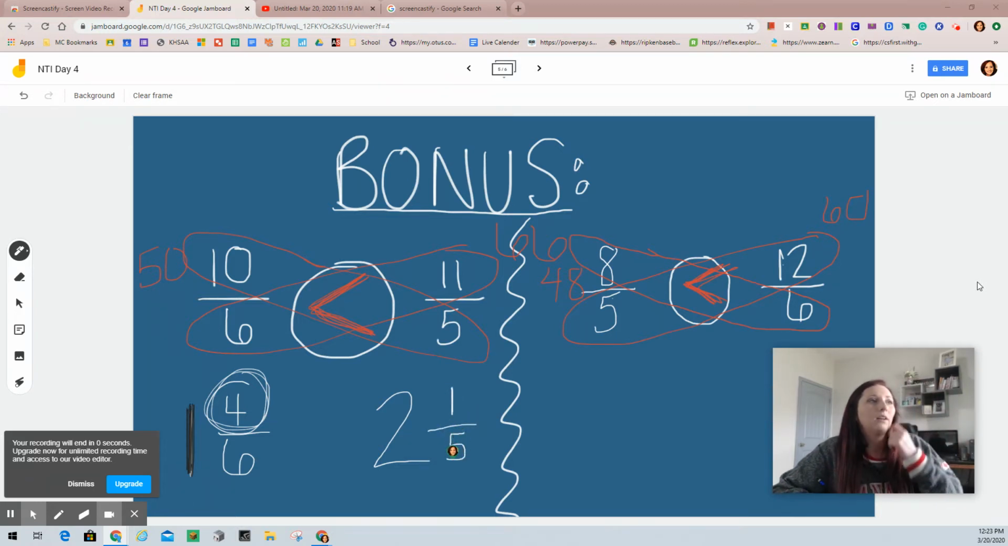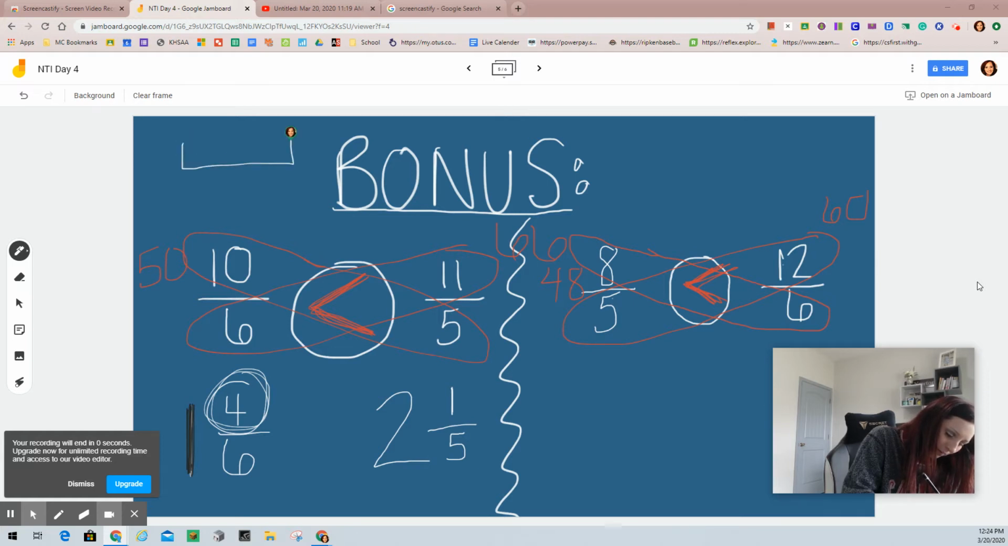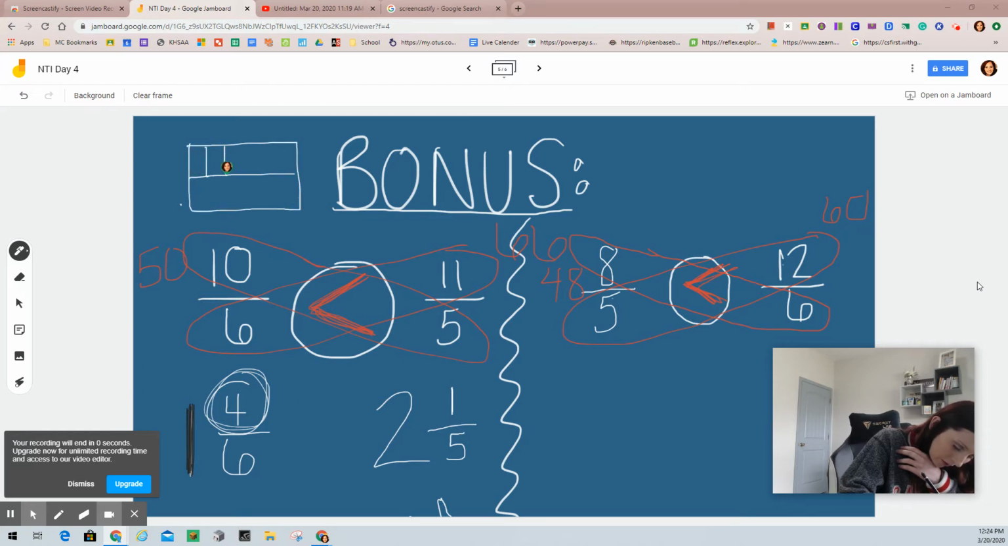We have looked at changing improper fractions to mixed numbers several times, and we did it with drawing it out. That still applies here. Let me try this again. Okay, so 1, 2, 3, 4, 5, 6. I'm dividing this into 6, and it said I had 10/6.